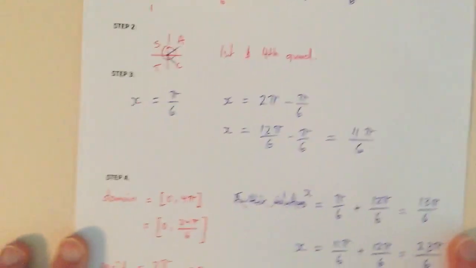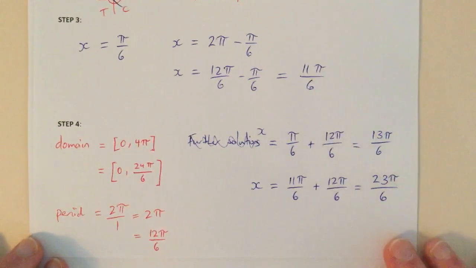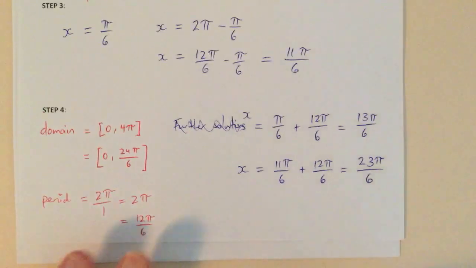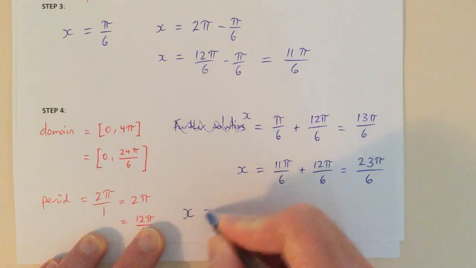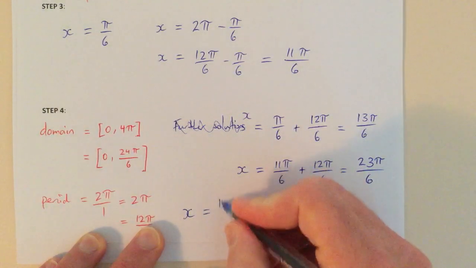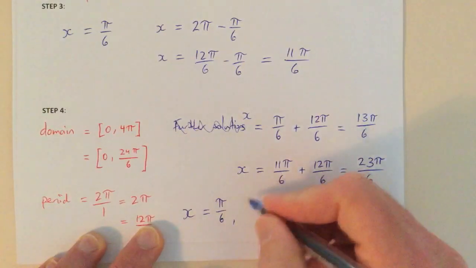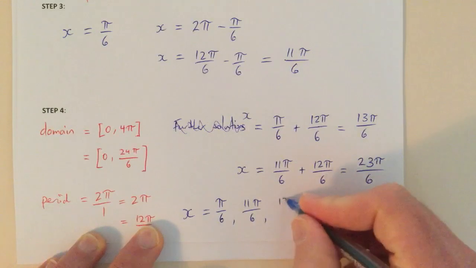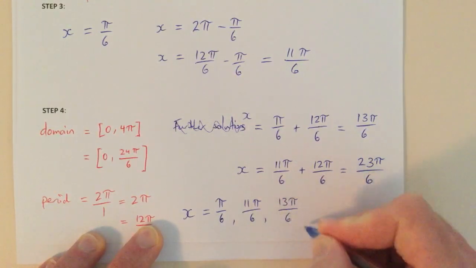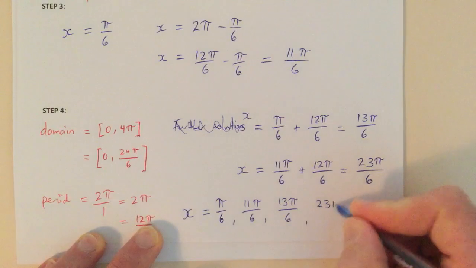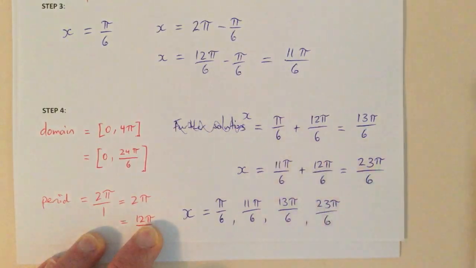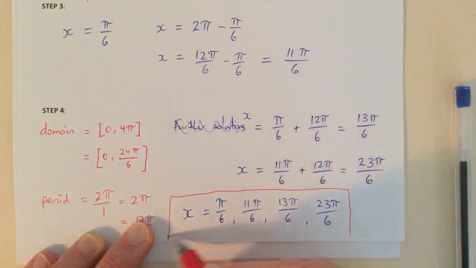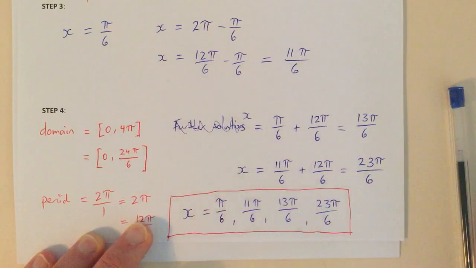As you can see from my bit of paper here, your working can get a little bit messy for these equations, so it's a really good idea at the end to write down your solutions really clearly for anyone who's marking your work. So our final answer, our solutions were pi on 6, 11 pi on 6, 13 pi on 6, and 23 pi on 6. I'm going to put a box around that to make that really clear. And there we go.